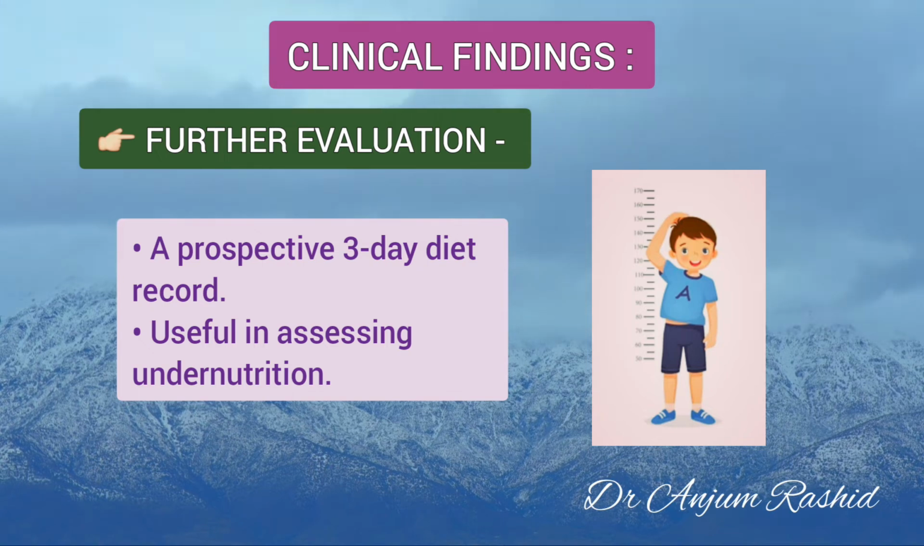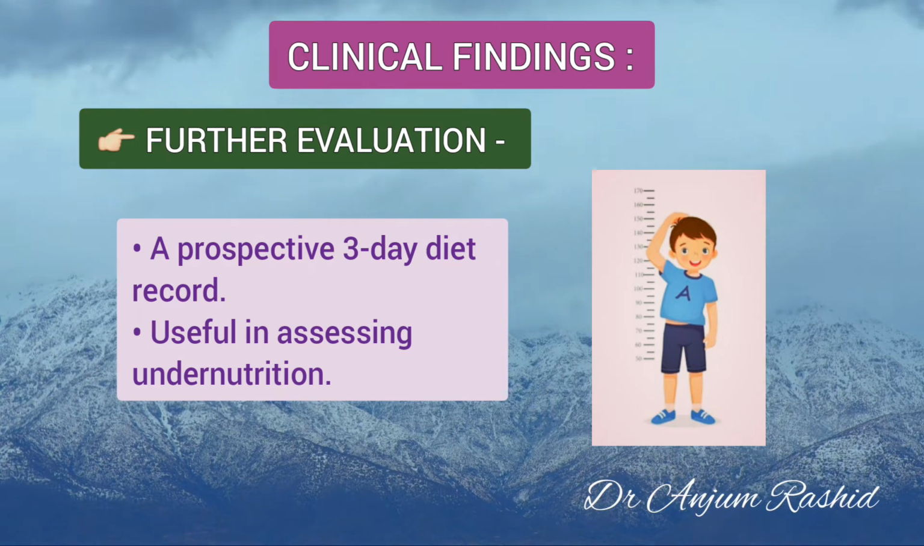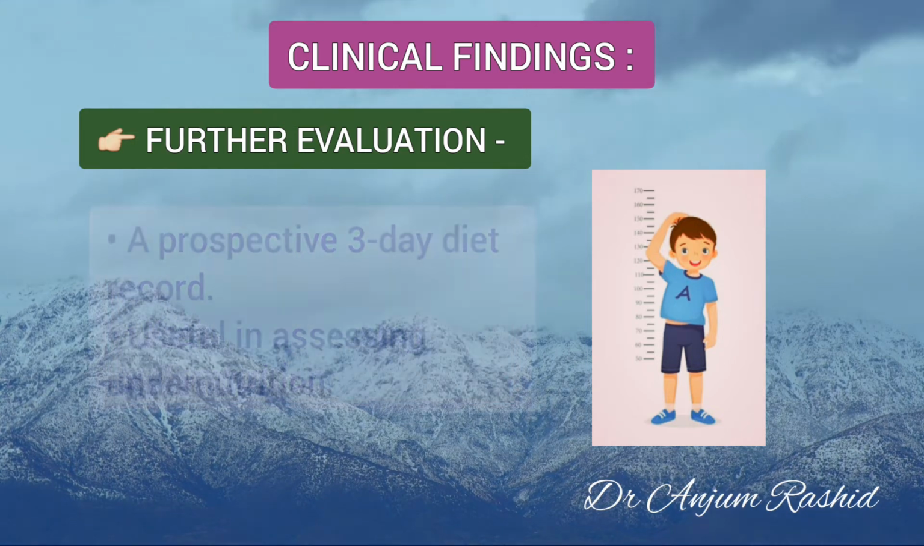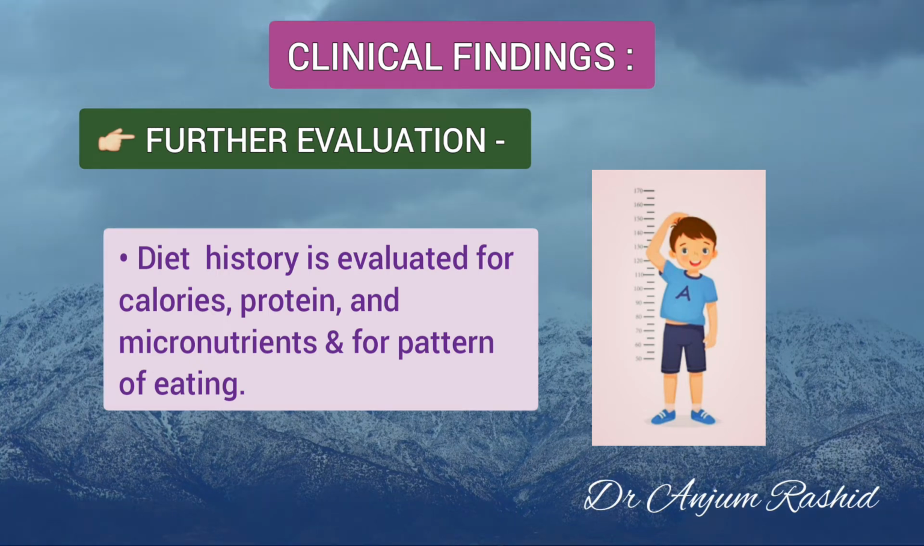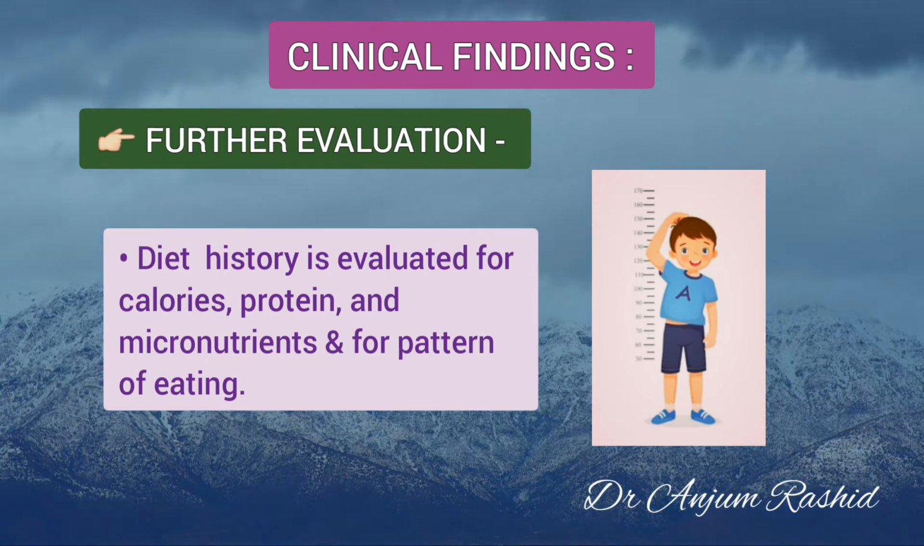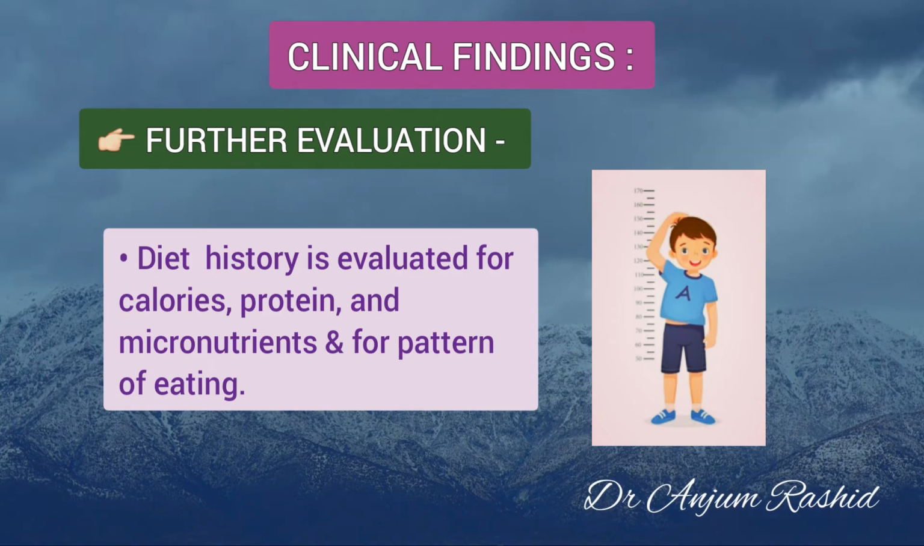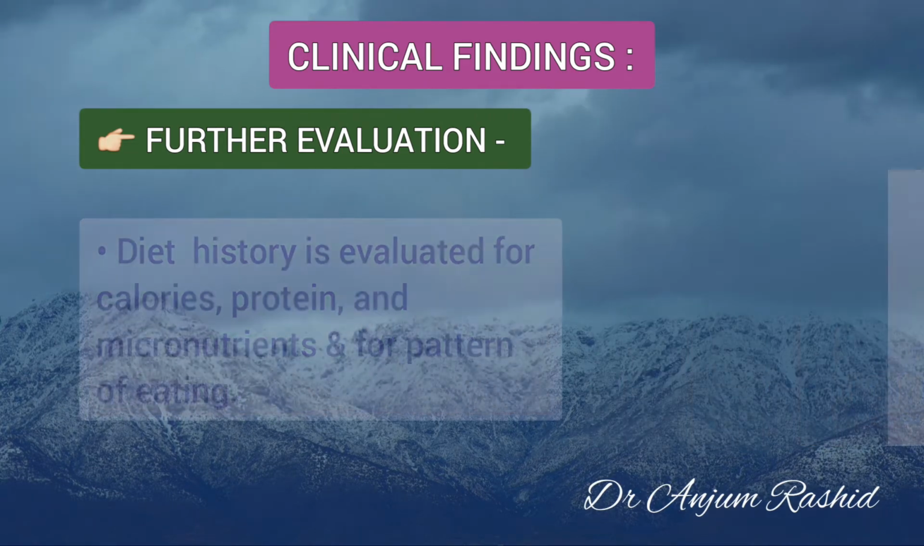Now, next step is further evaluation. A prospective 3-day diet record should be a standard part of the evaluation. This is useful in assessing undernutrition even when organic disease is present. The diet history is evaluated by a pediatric dietitian for calories, proteins, and micronutrients, as well as for the pattern of eating.